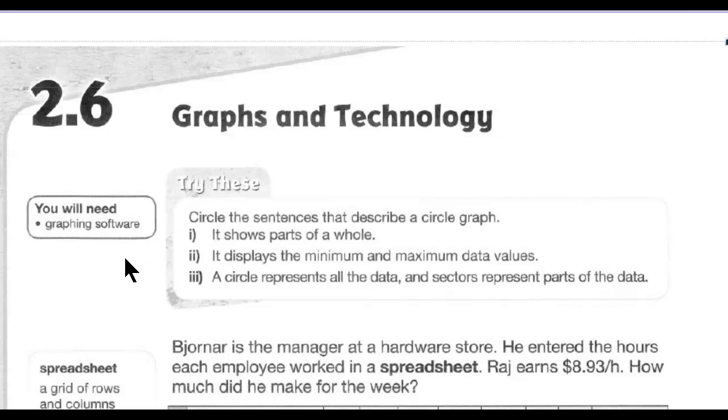So circle the sentences that describe a circle graph. It shows part of a whole. Yep, that's for sure. Displays the minimum and maximum data values. Well, no, it doesn't show it that way. That's more like a bar graph. Represents all the data, and sectors represent part of the data for sure.